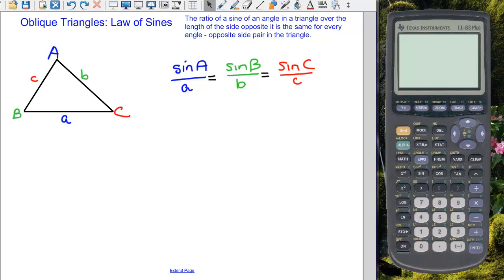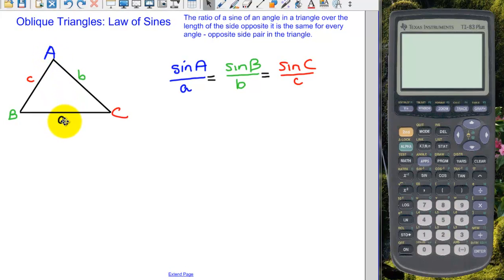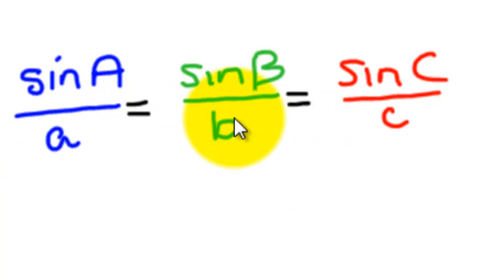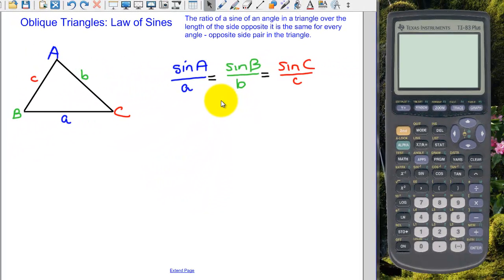What the law of sines says is that for any triangle, the ratio of the sine of an angle over the length of its opposite side is equal for every pair in the triangle. I've shown a triangle here, and I labeled the angles with capital letters and the sides with lowercase letters. Remember, our normal scheme is to label the side opposite an angle with the lowercase of that letter. And I've shown our ratios. Now there's three ratios here. On any given problem we will use a pair of these depending on the given information.